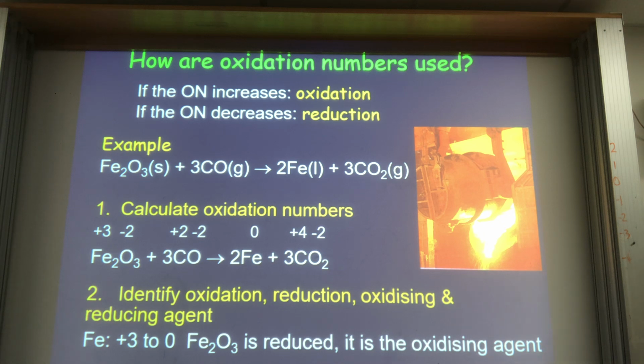What's the other oxidation number that changes in this equation? We see that carbon goes up from +2 to +4. So the carbon monoxide is being oxidised, that makes it the reducing agent.